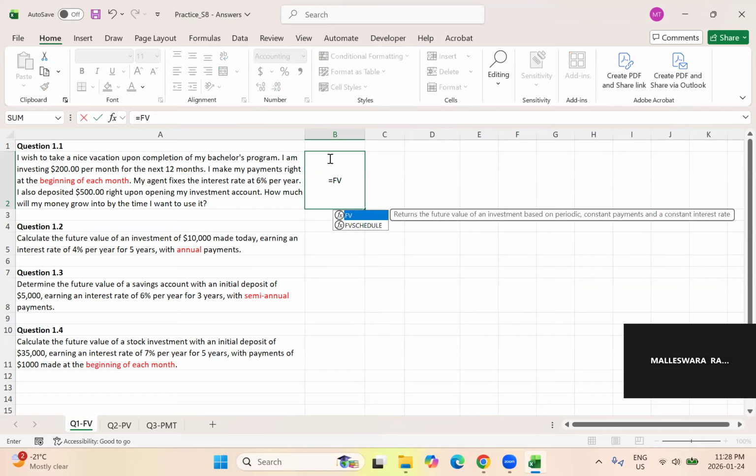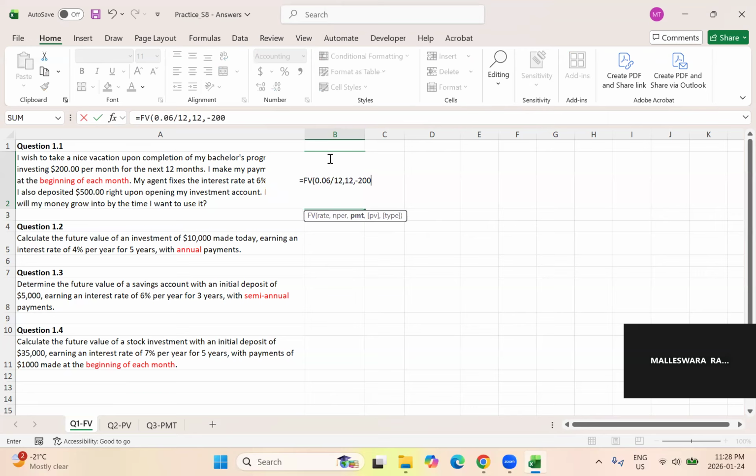FV, future value. So what is the interest rate? 6%. So per month, 0.06 divided by 12, all months. And the payment is $200. I'll put my negative sign, money going out of my pocket. And the initial deposit, present value, is minus 500. So at the beginning of each month is going to be 1. So that's it.